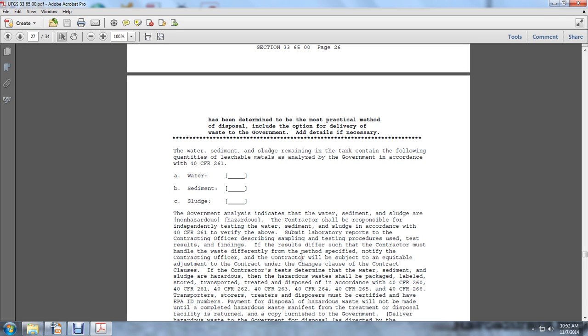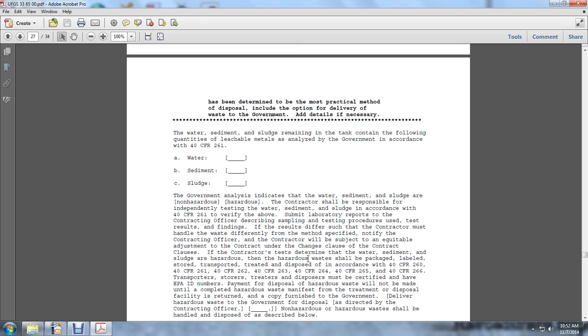If the contractor's testing determines the water and sediment are hazardous, they shall be stored, transported, treated, and disposed of in accordance with Title 40 Code of Federal Regulations 260, 261, 262, 263, 264, 265, and 266. Transporters, storers, treaters, and disposers are certified and have EPA ID numbers, and payment for disposal of hazardous waste will not be made without a completed hazardous waste manifest from the treatment and disposal facility. A copy of the manifest is returned to the government, and the hazardous waste is disposed of as directed by the contracting officer.